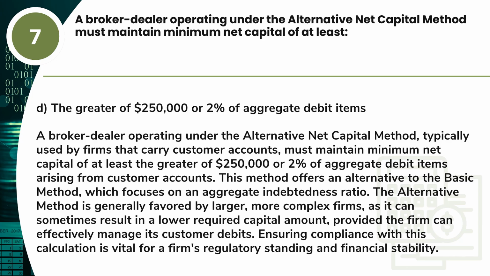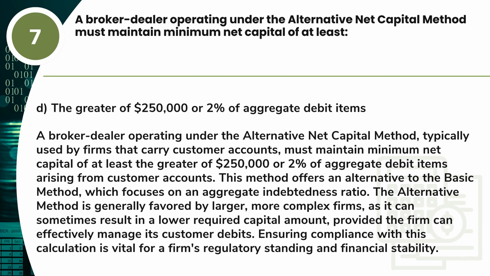Explanation. A broker-dealer operating under the alternative net capital method, typically used by firms that carry customer accounts, must maintain minimum net capital of at least the greater of $250,000 or 2% of aggregate debit items arising from customer accounts. This method offers an alternative to the basic method, which focuses on an aggregate indebtedness ratio.